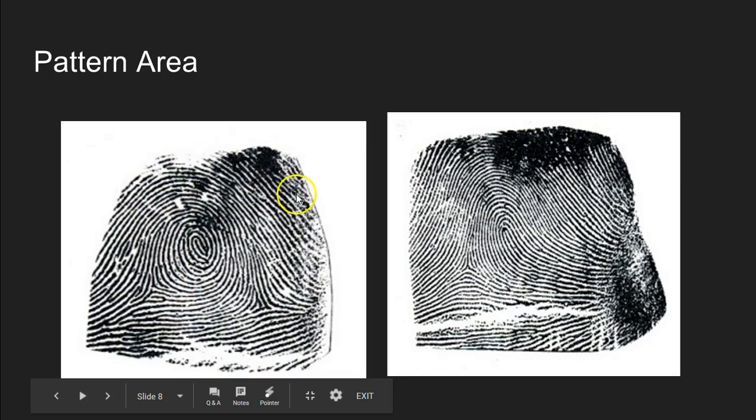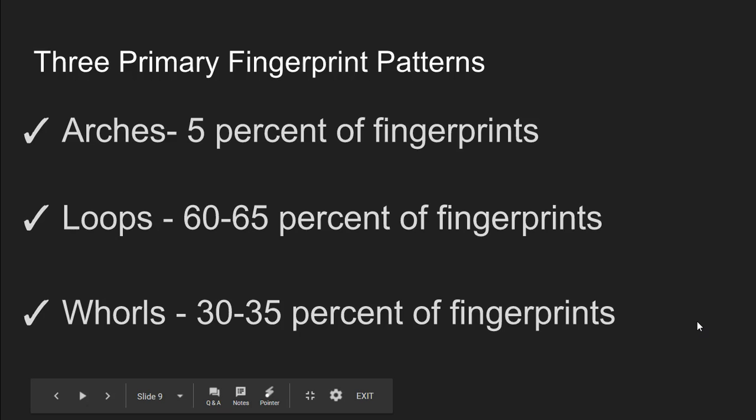So these outer ridges, which are important for comparison, are not necessarily part of what we call the pattern area, whereas the core and these deltas are. That's what we call the pattern area. There are three primary fingerprint patterns, so we use the pattern area to identify or classify the fingerprint into one of three main classifications, which are arches, loops, and whorls. And then there are sub-classifications. For example, there are ulnar loops and there are radial loops, and we'll talk more about those later on.